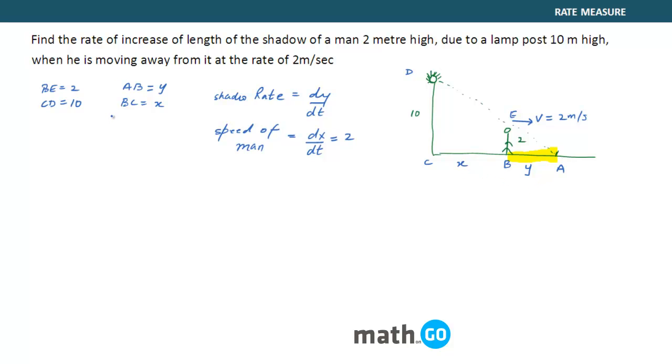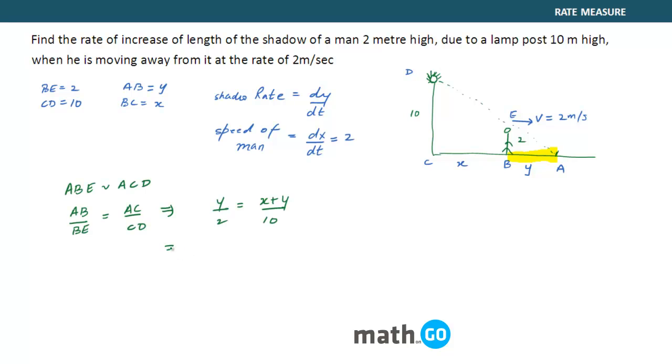Since there are two particular triangles here, obviously the hint is that we will be using similar triangles for this concept. So we know that by similar triangles, which triangles will be similar? Triangle ABE will be similar to triangle ACD. So then I can say AB by BE will be equal to the ratio AC by CD. What will this transform to? This is y by BE, which we know is 2, AC will become x plus y, right? And CD will be 10.